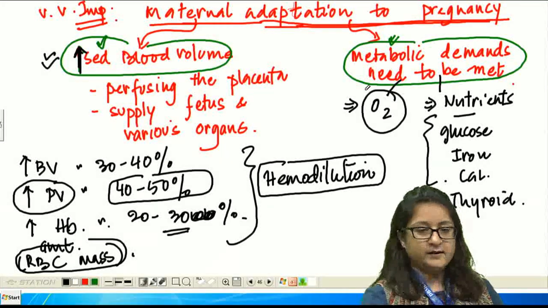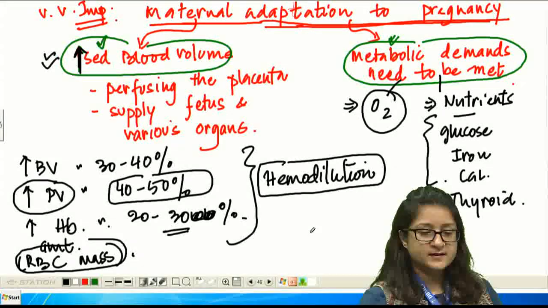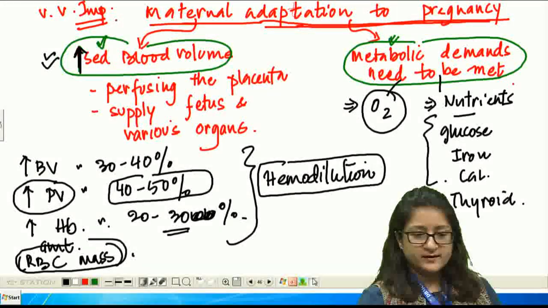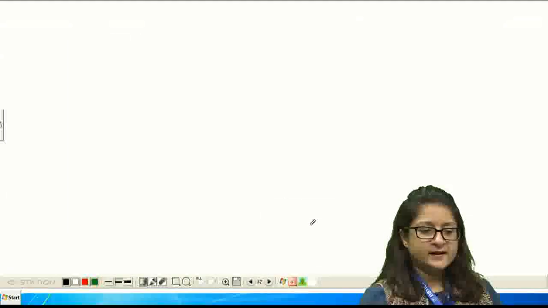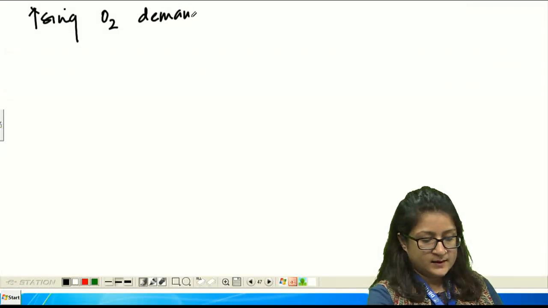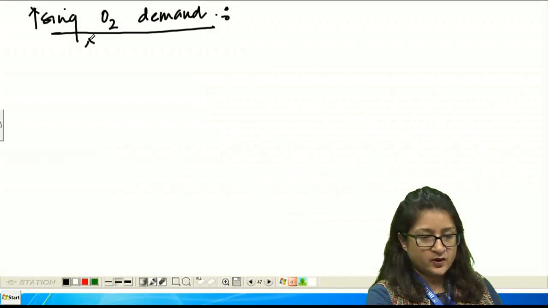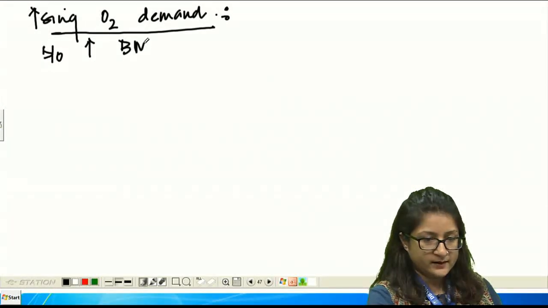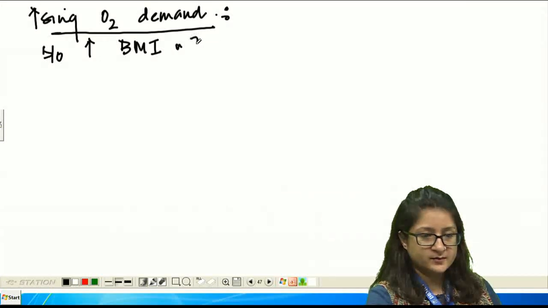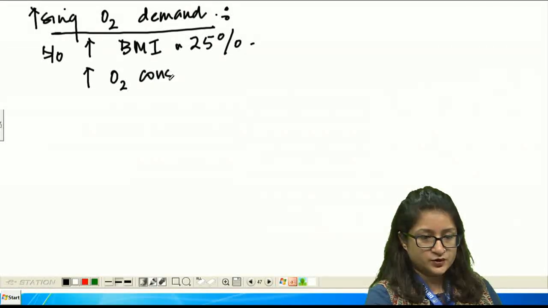Now let's talk about the increased oxygen demands. Why is there this increased oxygen demand? You have to remember that there is an increasing demand for oxygen. Why is it there? Because of increased BMR. You can remember it is the BMR that is increasing by about 25%. All right, there is increased oxygen consumption.